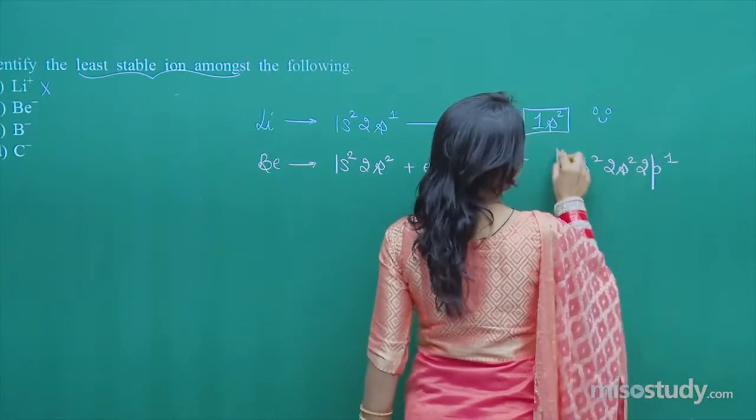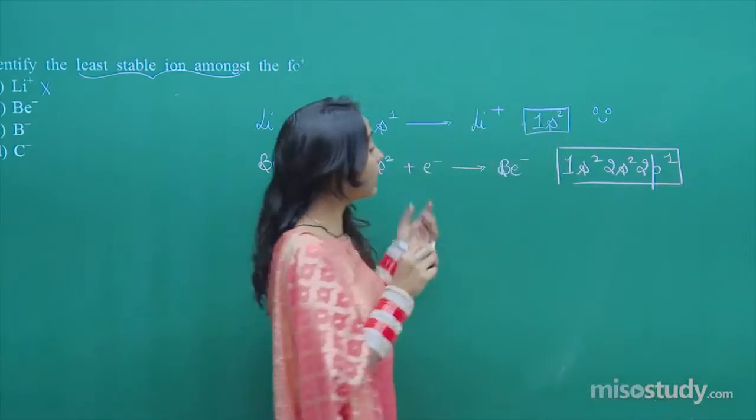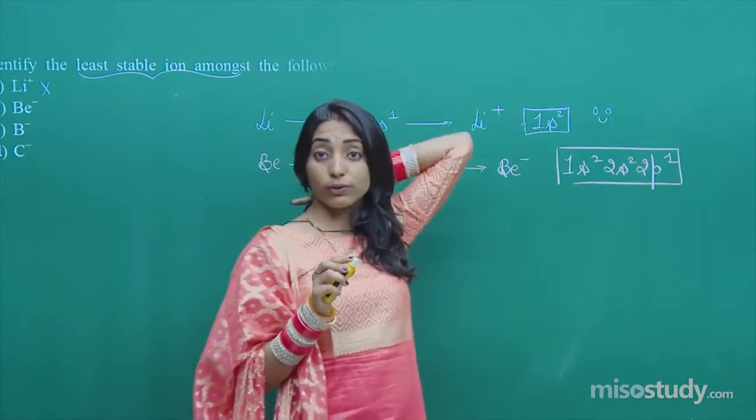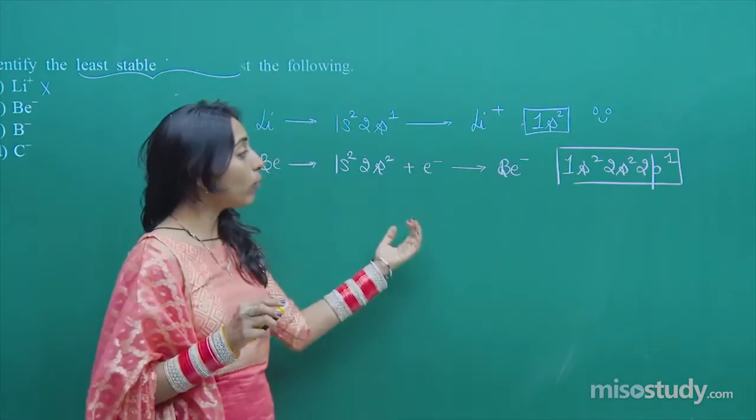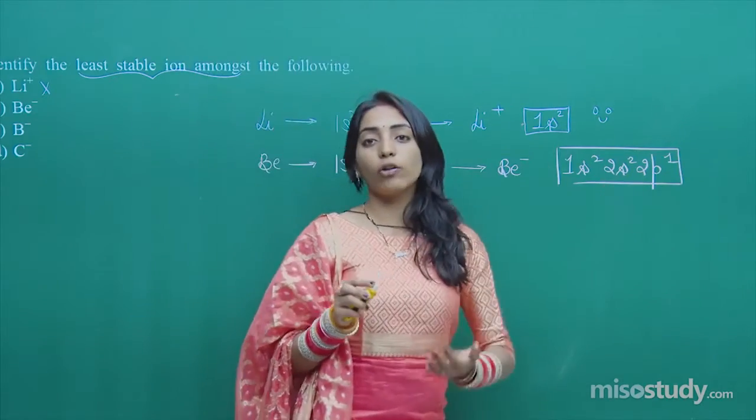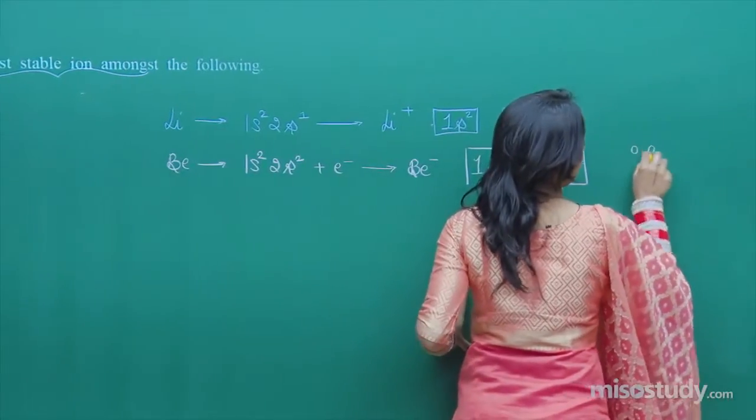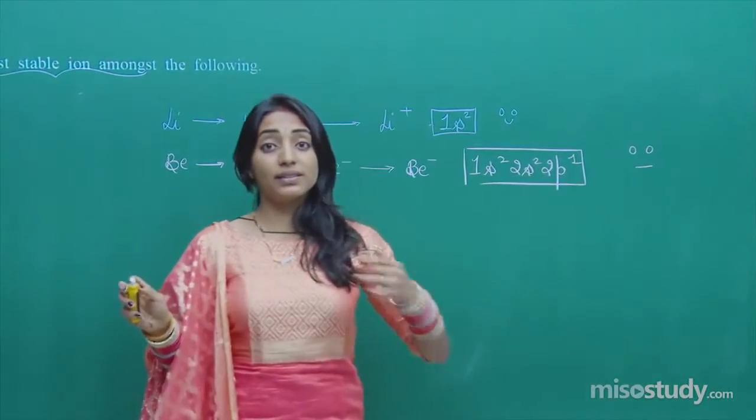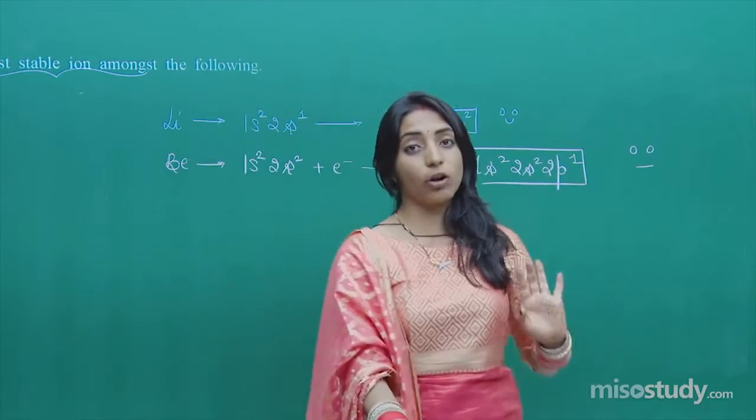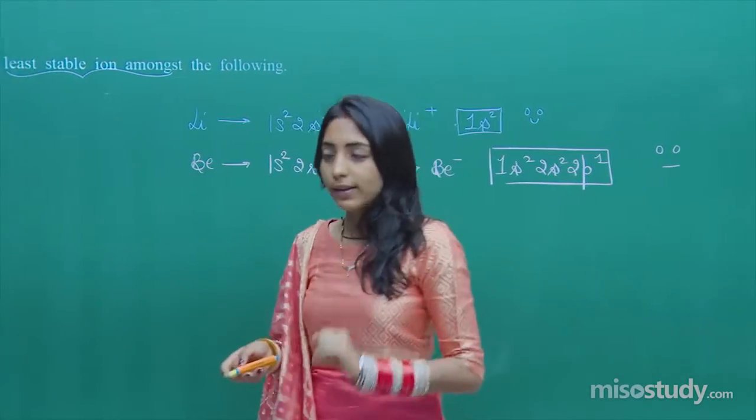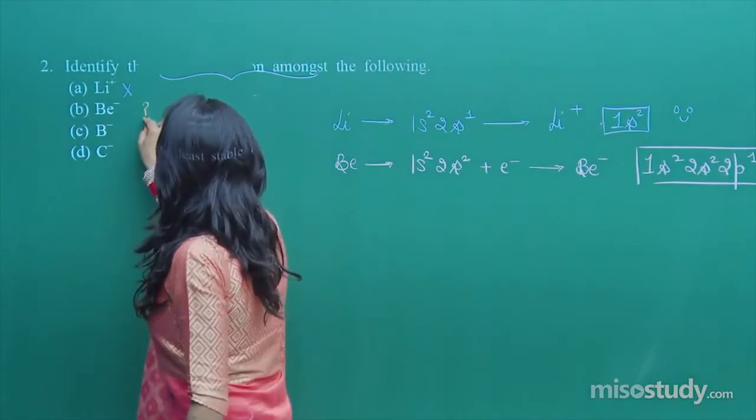This I will say is not very much stable, because from a stable configuration which was a fully filled s orbital, now it is coming to a singly occupied p orbital. So it's not very good. Let me just make a blank smiley. I don't know whether this is the least one or not, but this is not stable at least, right? Then this is question mark, I'm not sure.